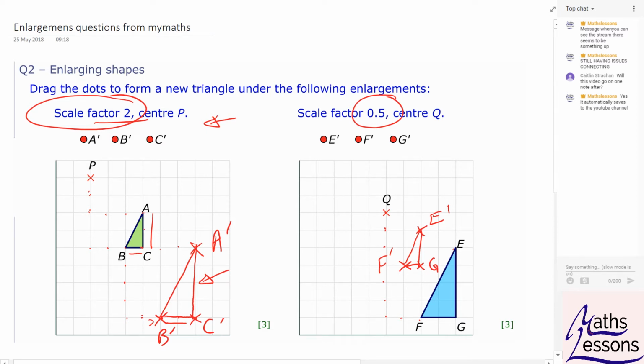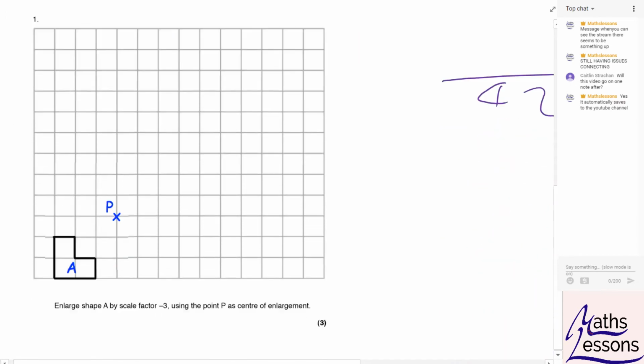Now, if you want to make sure you get the working marks, do draw your construction lines in. The construction lines should be drawn in, really, afterwards. But I find this way of counting squares to the place to be a lot easier than using a ruler. Obviously, if your corners aren't on perfect squares and they're not nice units like these, then you might need to use a ruler to do it. Okay, those two are quite straightforward. This one is a little bit more interesting.